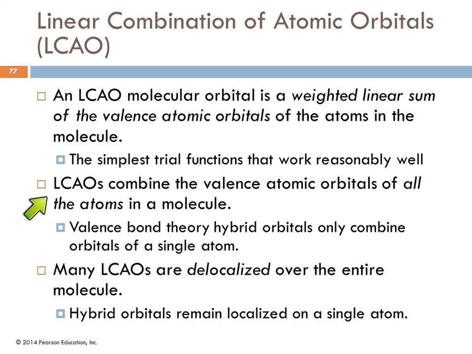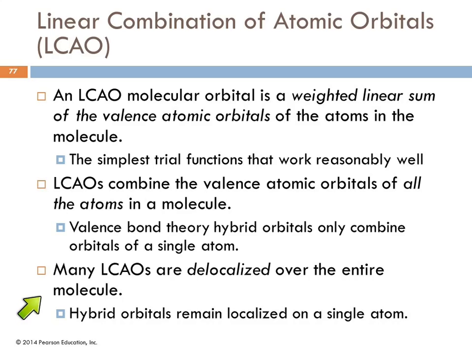These are going to combine the atomic orbitals of all the atoms in the molecule. So in valence bond theory, we just looked at the central atom and combining its atomic orbitals to get a hybrid that kind of helped us explain what we were observing. Here we're going to take all the atomic orbitals of all the atoms of the molecule. And you can see how that can get kind of complicated.